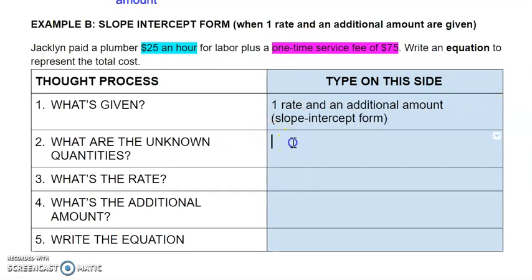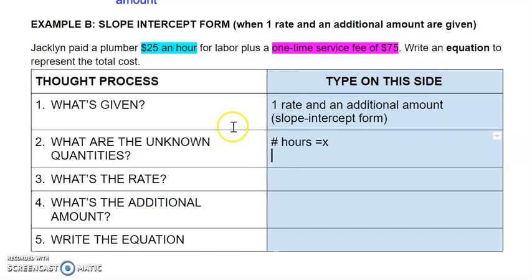Okay, looking for patterns. Standard is 2 rates and a total. Slope intercept is 1 rate and an additional or starting amount. Okay, what don't I know here? I hired a plumber. I pay him $25 an hour. Do I know how many hours? I sure don't. There's one of my variables.